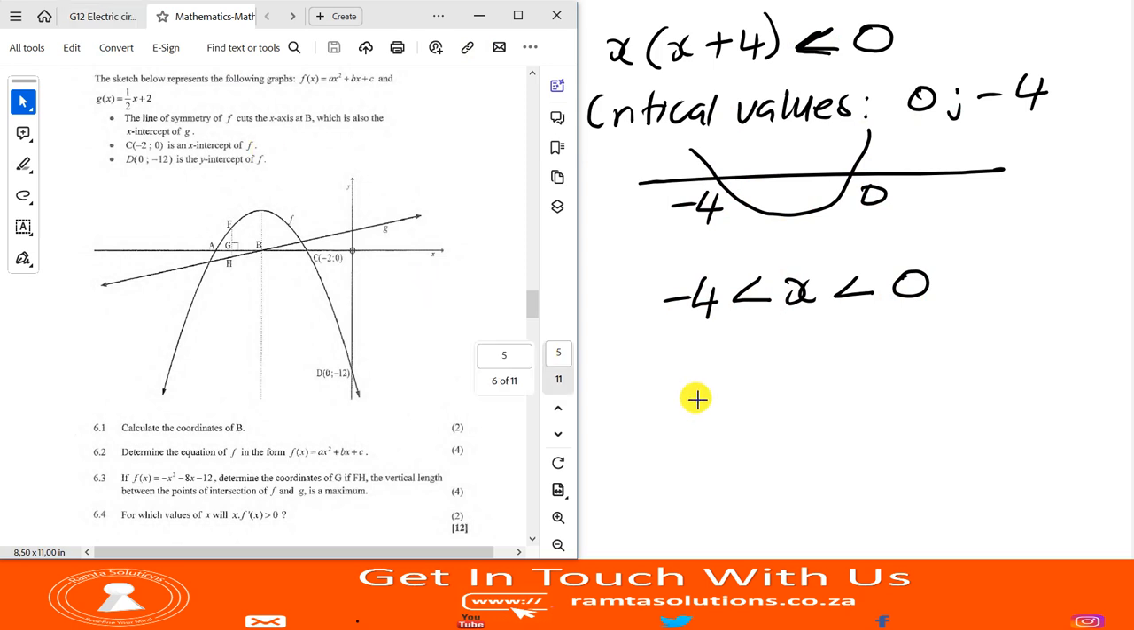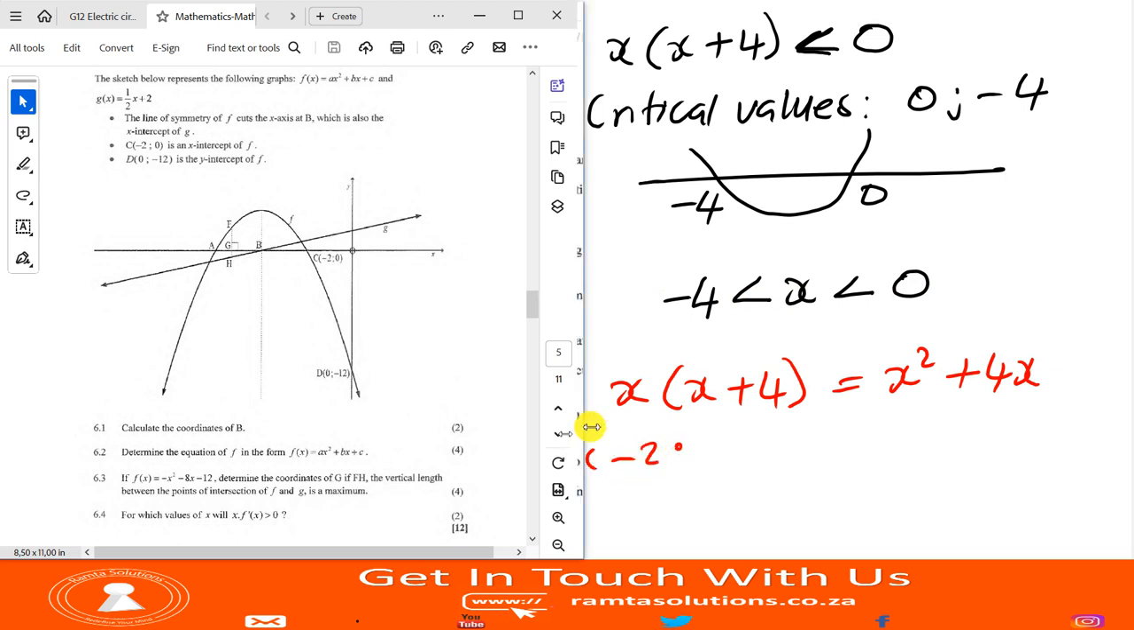If you're not sure, you can prove this and say, okay, remember you had x and x plus 4, which is basically x squared plus 4x. Think of any number that is greater than negative 4 but less than 0. I'm going to take minus 2. When x is minus 2, okay, I'm going to take x is minus 2.